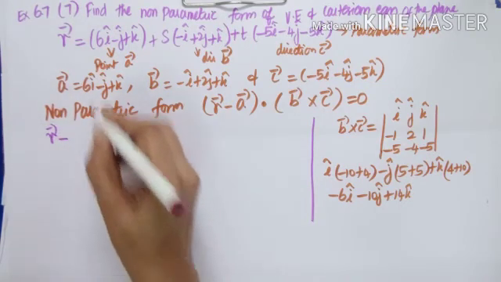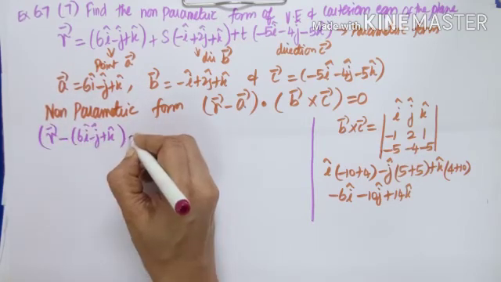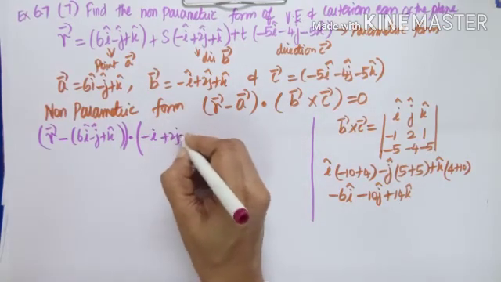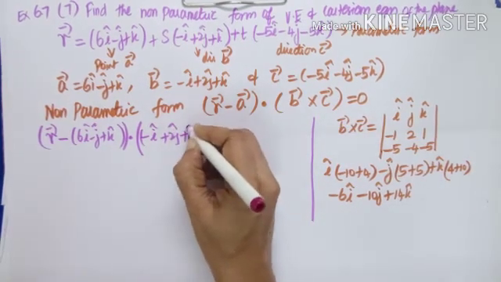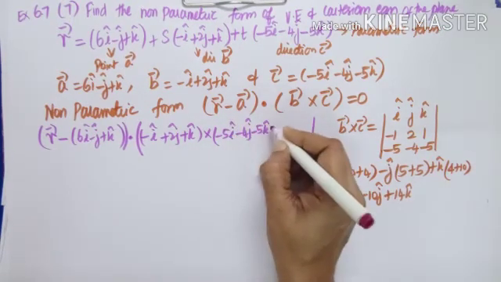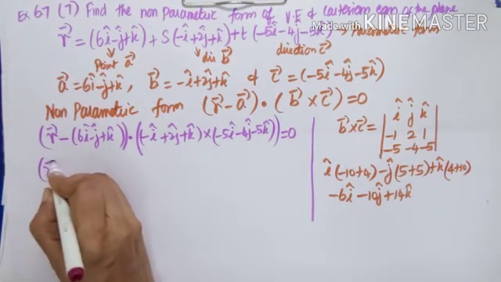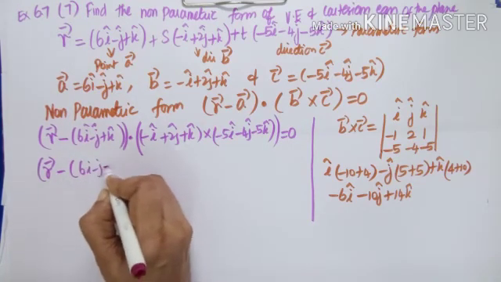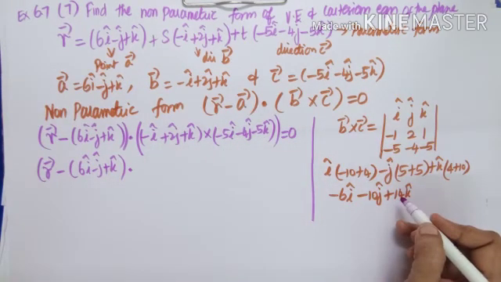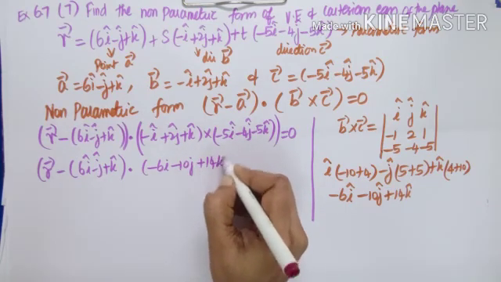R vector minus A vector is 6i minus j plus k, dot B cross C, minus i plus 2j plus k, cross minus 5i minus 4j minus 5k equals to 0. Remember to put equals to 0. This becomes R vector minus 6i minus j plus k dot, this answer we have performed here. It is minus 6i minus 10j plus 14k.